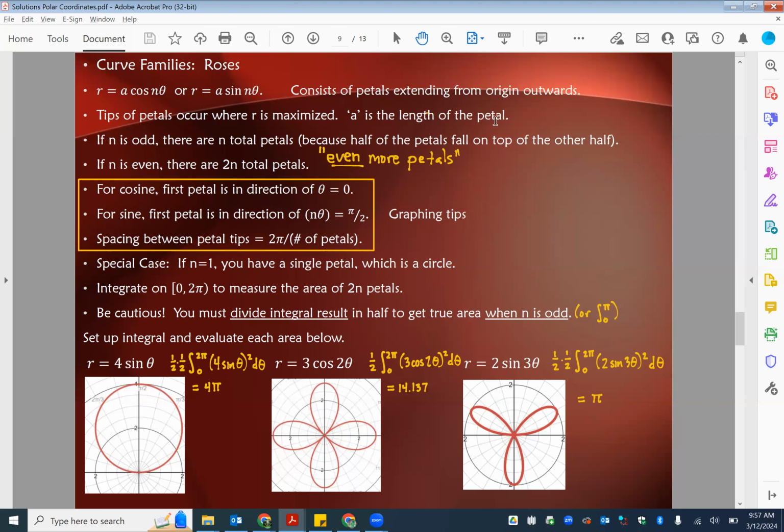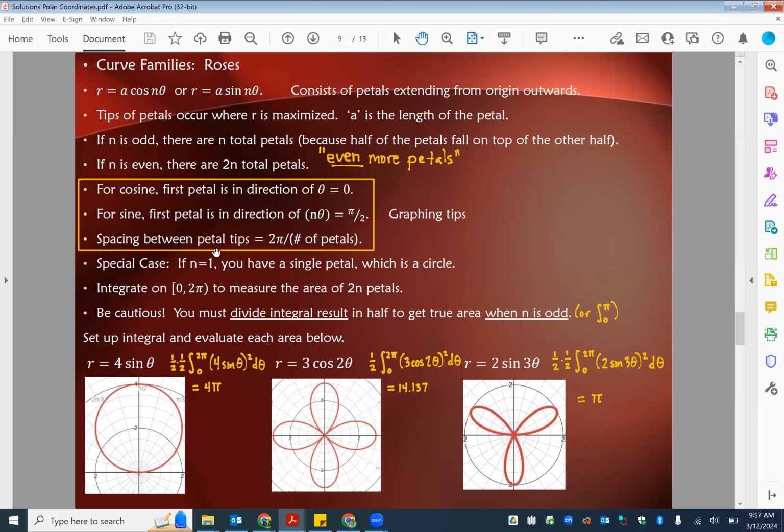We have to be careful though, because the number of petals can fluctuate depending on whether my multiplier n is even or odd. If n is odd, you're going to have n total petals. If n is even, there are 2 times n number of petals. Really, even with the odd n values, there's 2n petals, but the second half of those petals fall right on top of the first half, so you don't see distinct petals.